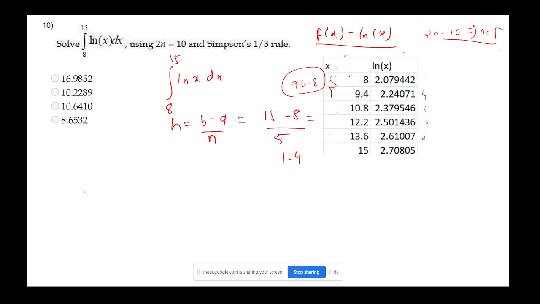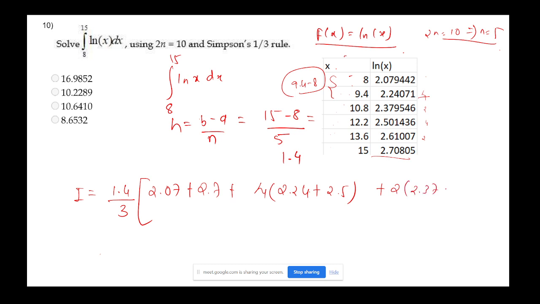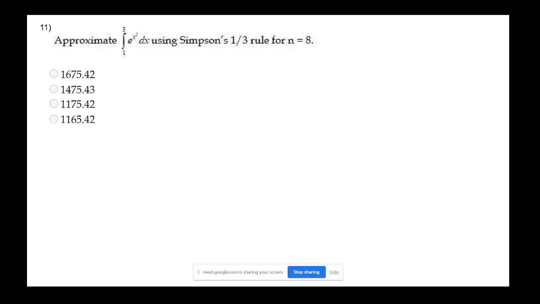So now if you apply Simpson's rule, what will be the integration formula? It will be nothing but h, which is 1.4, divided by 3 into f1(x), so it will be 2.07 plus f(n). So the last term you add as it is, plus 4 into the alternate terms. Okay, so start from here and alternate: 2.24 plus 2.5 plus 2 into 2.37 plus 2.61. Okay, so if you solve this, the answer will be nothing but 16.98. You can cross check and see later.